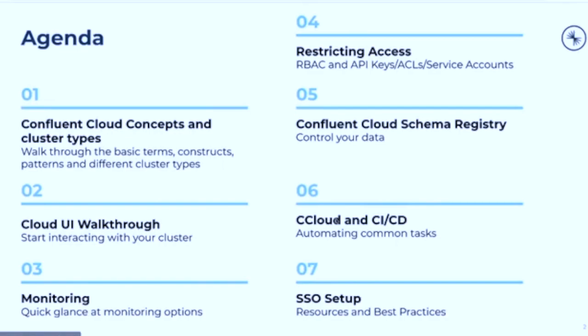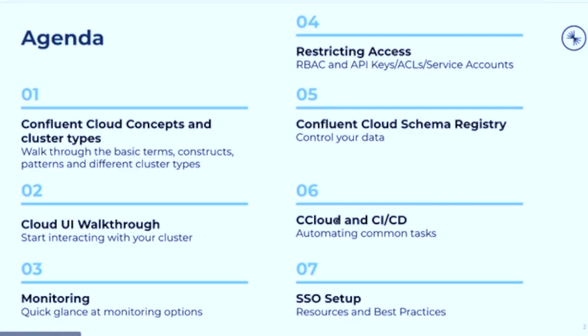I would like to start by giving some context on the central concepts for Confluent Cloud. How is Confluent Cloud structured? We will be talking about the concept of an organization, an environment, and clusters, and also take a look at what types of Kafka clusters are actually available.